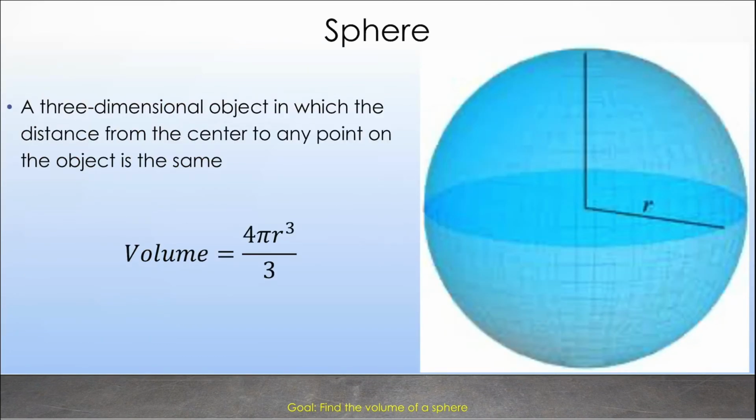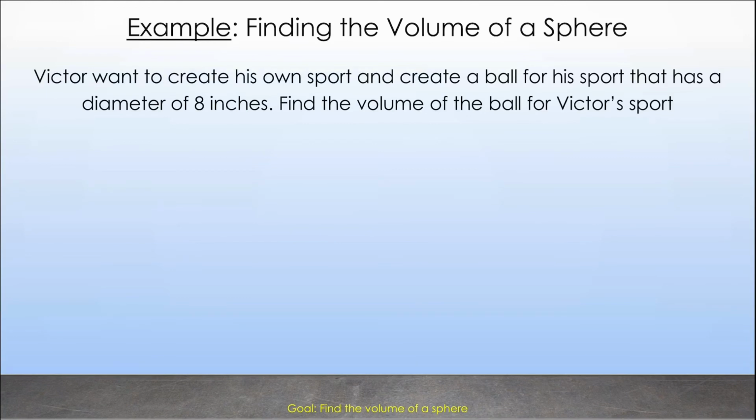Okay, last shape. A sphere is a three-dimensional object in which the distance from the center to any point on the object is the same. Volume is 4 pi times the radius cubed, all divided by 3. So volume is 4 pi r cubed, all divided by 3. Victor wants to create his own sport and create a ball for his sport that has a diameter of 8 inches. Find the volume of the ball for Victor's sport.